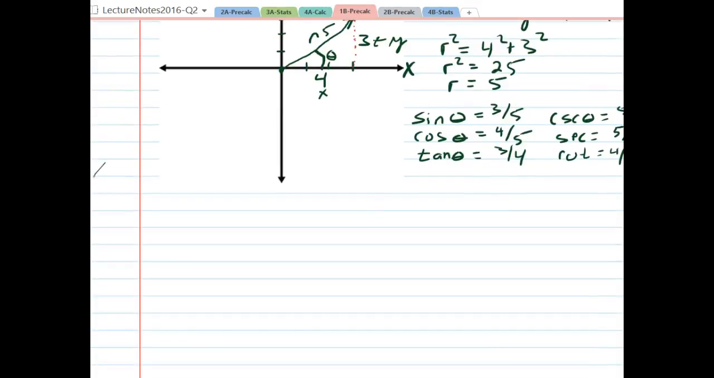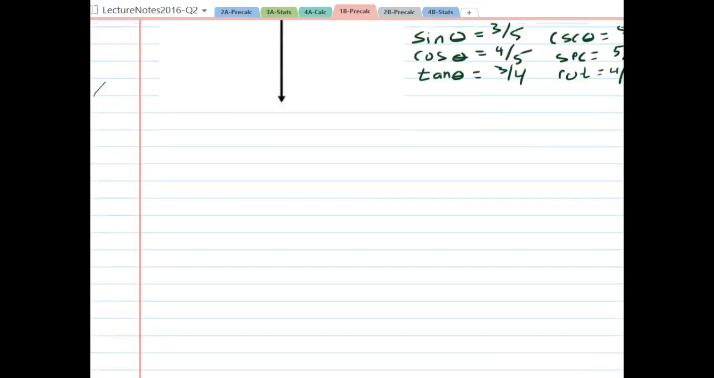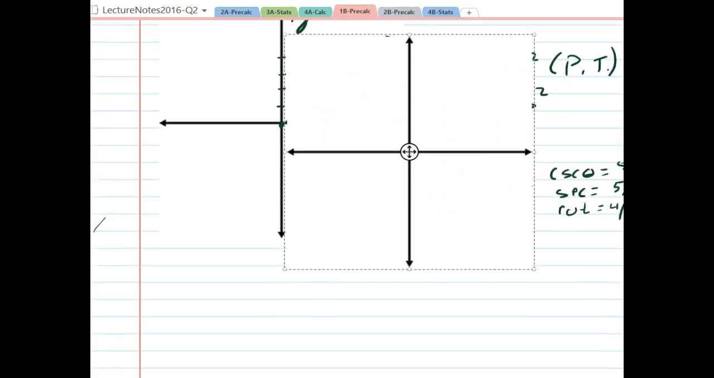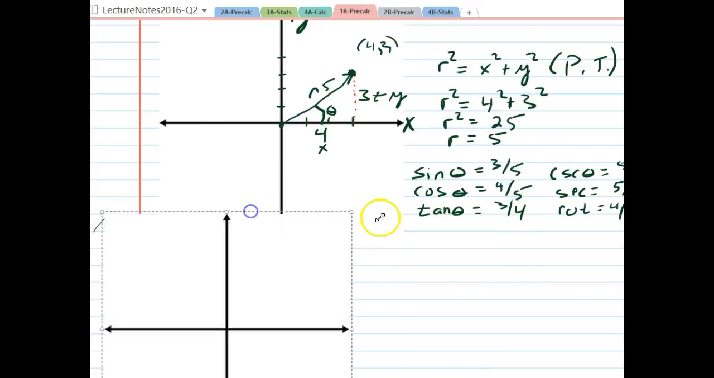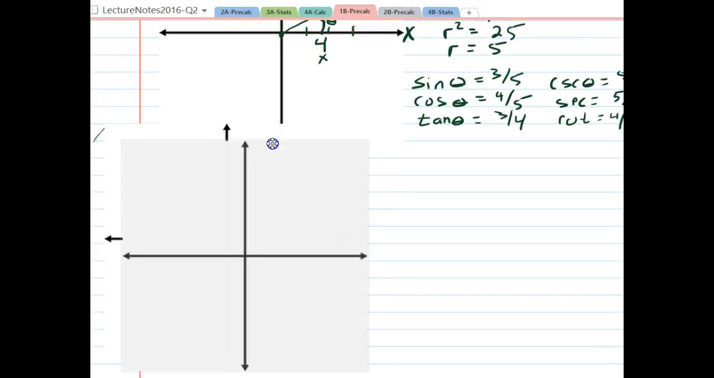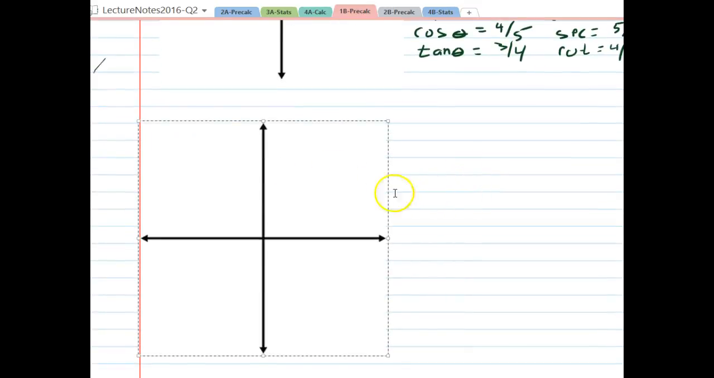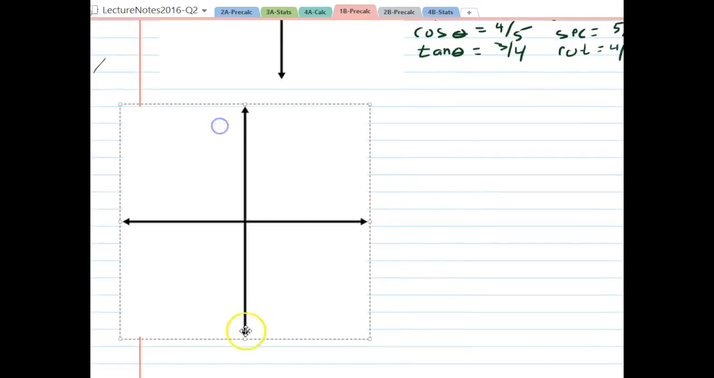Okay, so let's try this on something else, on a different point. There's my, see if I can grab this. There we go. Drag it down. Okay, so we'll stop it right there.